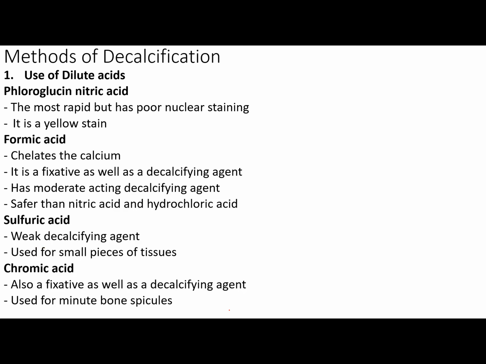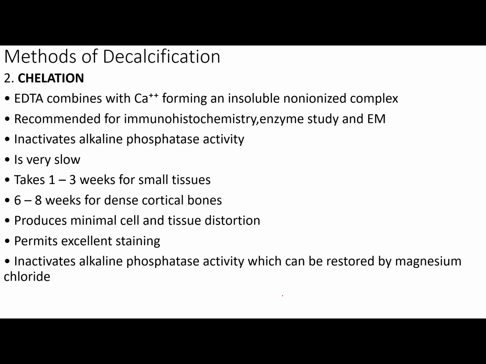Formic acid chelates the calcium. It is a fixative as well as a decalcifying agent. Has moderate acting decalcifying agent. Safer than nitric acid and hydrochloric acid. Then we have your sulfuric acid. This is a weak decalcifying agent used for small pieces of tissue. Then you have your chromic acid, a fixative as well as a decalcifying agent. So pakitandaan lang si chromic acid nyo, fixative siya and a decalcifying agent at the same time. Used for minute bone spicules.